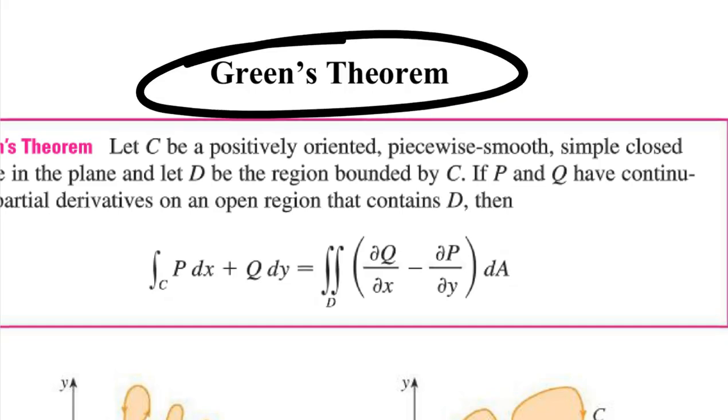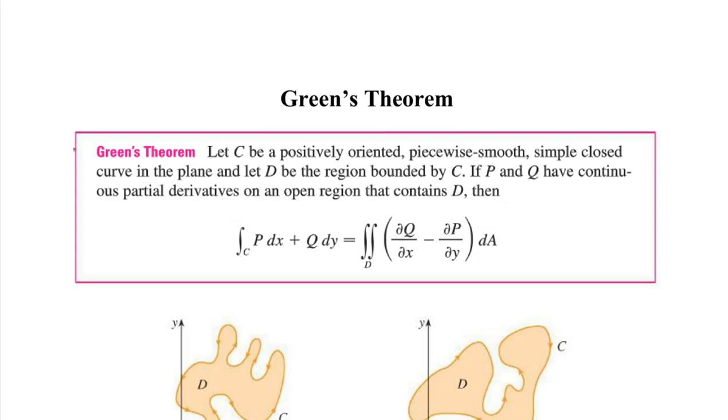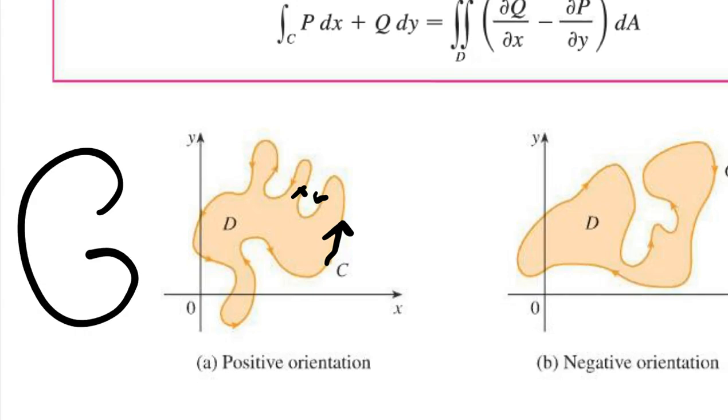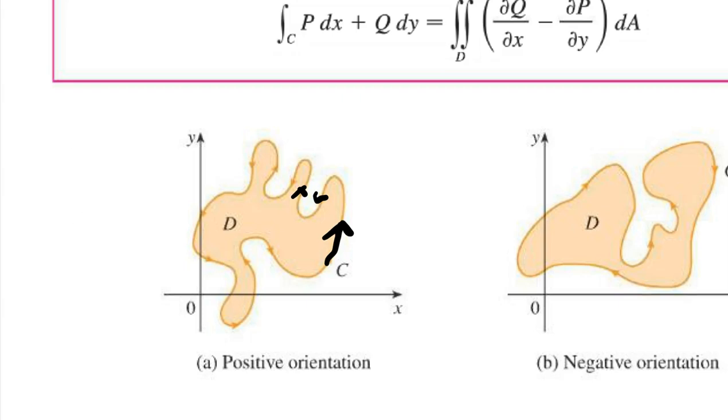So let's study Green's theorem here, which is going to make our integration of line integrals a lot simpler. Basically, it says that you've got a positively oriented curve around a region, and it's simple, so it doesn't cross itself. It's also closed, so it's not open; it's got to be closed.